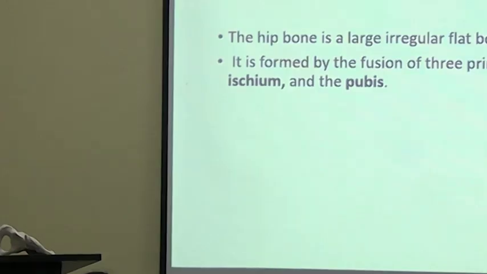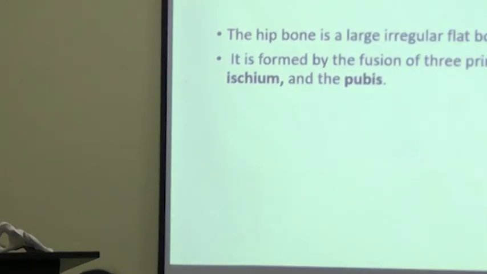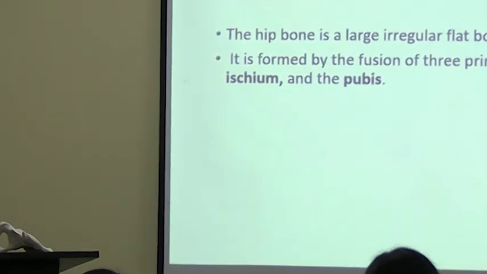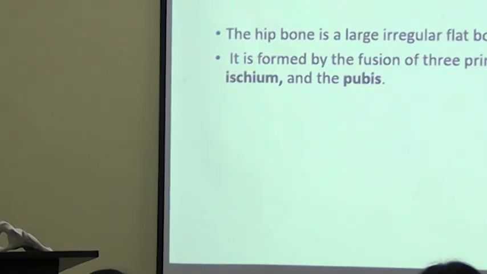You can see here this bone has three parts. One is the ilium part. This part is called ilium. Another is the pubic part, the pubis part, and another is the ischium part.